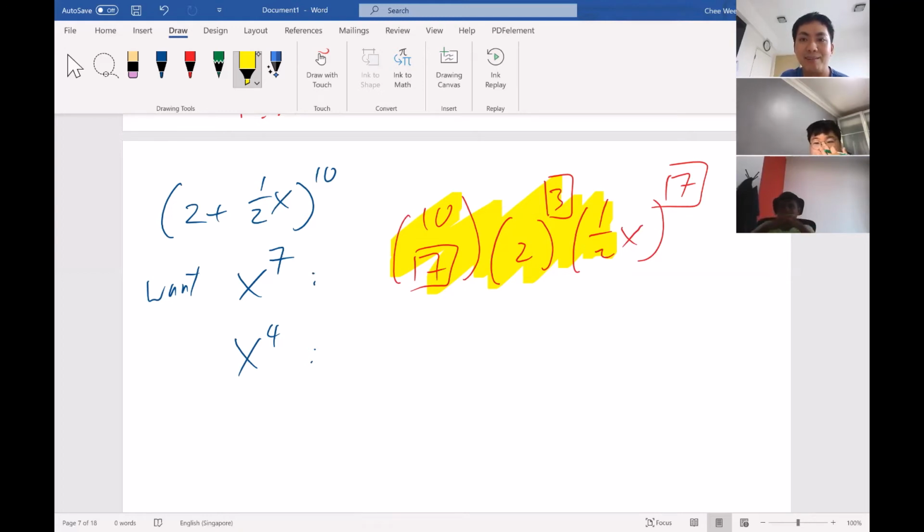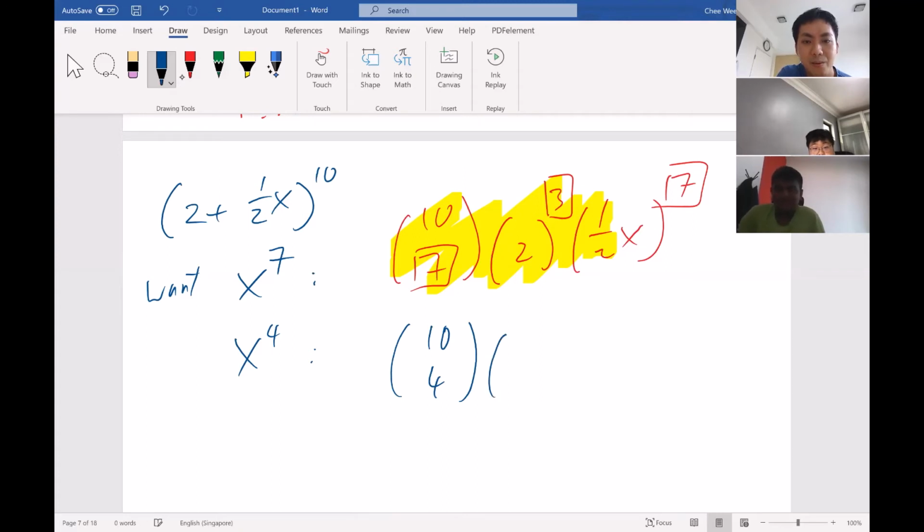Okay? Understand now, Pavan? It will be 10 choose 4, and then 2 to the power of 6, and then half x to the power of 4. Yeah, that's it. Understand now, guys? The 10 choose 4, right? You could either put 10 choose 4 or 10 choose 6, right?